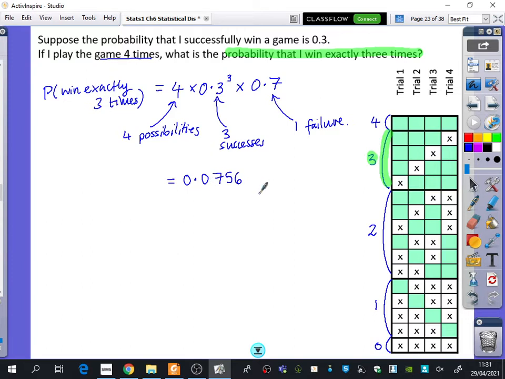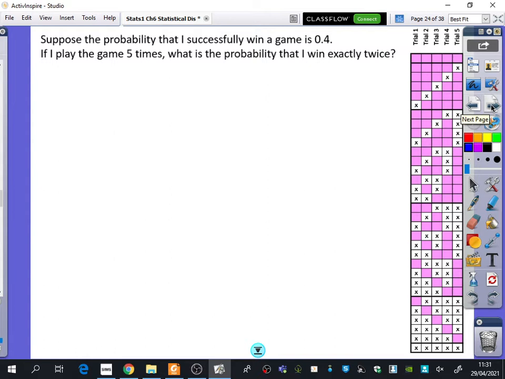So you can probably guess what we're going to now do on the next page. We're now going to increase the number of trials. So we're going to be playing the game this time 5 times, and I want to find out the probability that I win exactly twice. So suppose the probability that I successfully win a game is now 0.4. My probability of winning the game has increased. It could be anything. It doesn't have to be 0.4 or 0.3. It could be any probability between 0 and 1. I'm playing the game 5 times. What is the probability I win exactly twice?